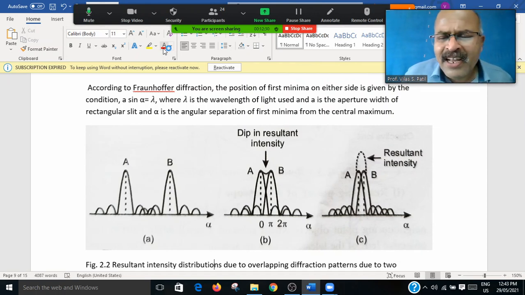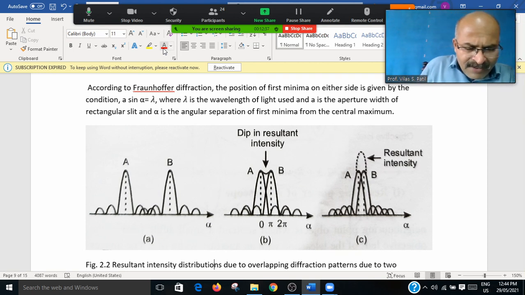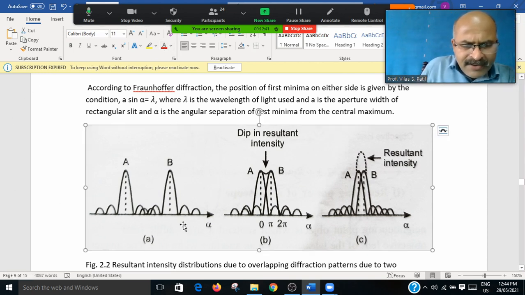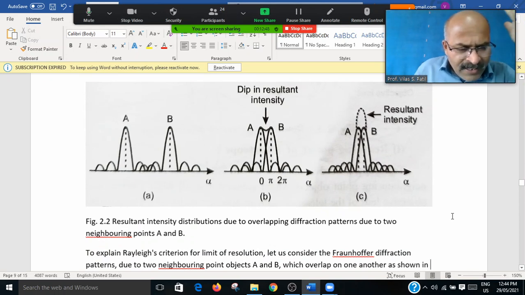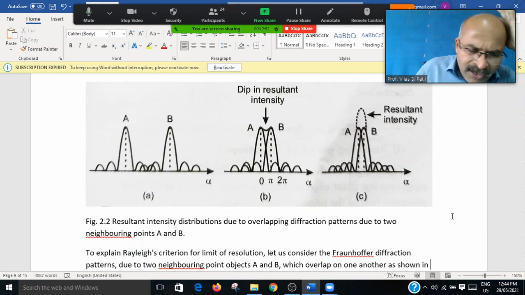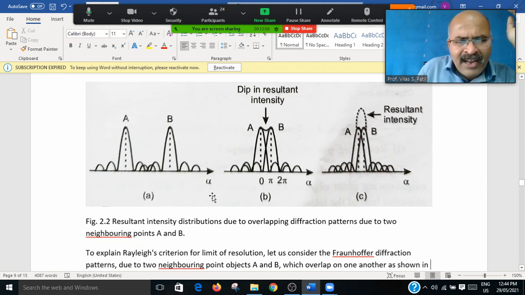Lambda is the wavelength, a is the width of the aperture, and alpha is the angular separation. Now friends, see the three diagrams very keenly. See here, the resultant intensity distribution due to overlapping of the diffraction patterns of the two neighboring points A and B. Here A and B appear separated. In the resultant intensity there is just a dip, meaning as A and B come closer they have just touched, so it is just resolving. Here the intensity is reduced and goes down. The resultant intensity rises when the two come together, that is C. Here 0, pi, 2 pi are shown.